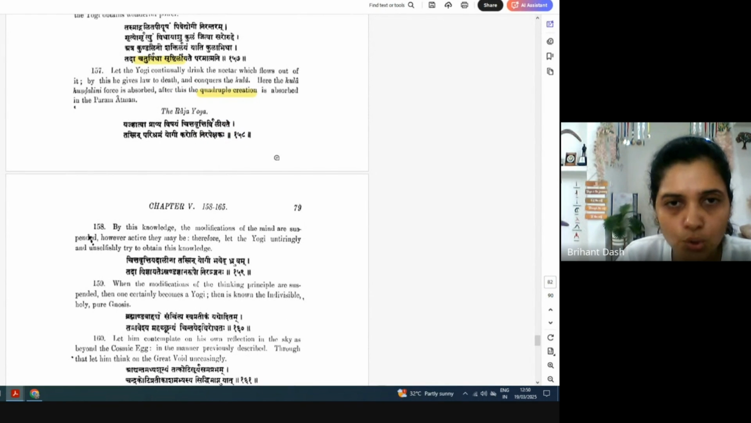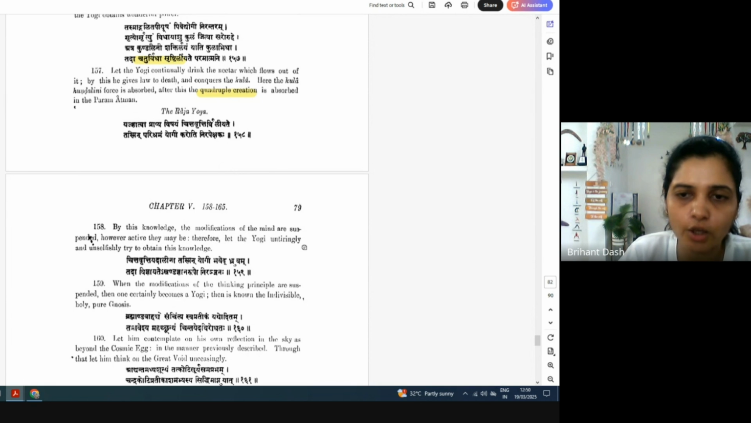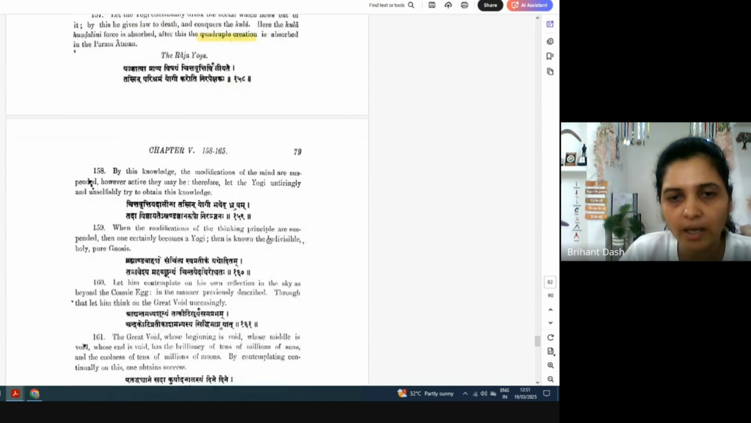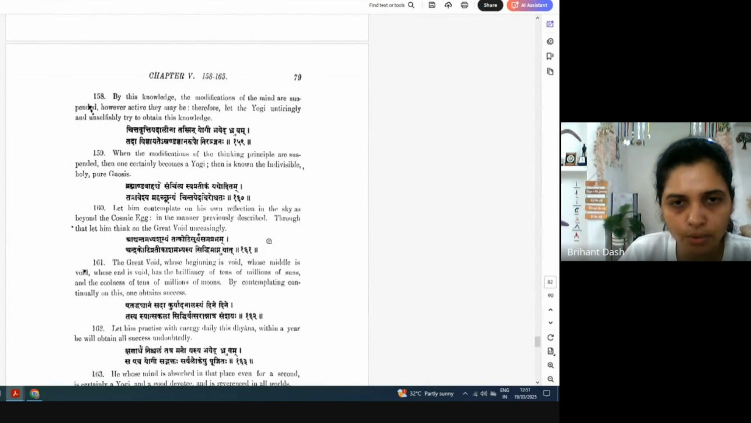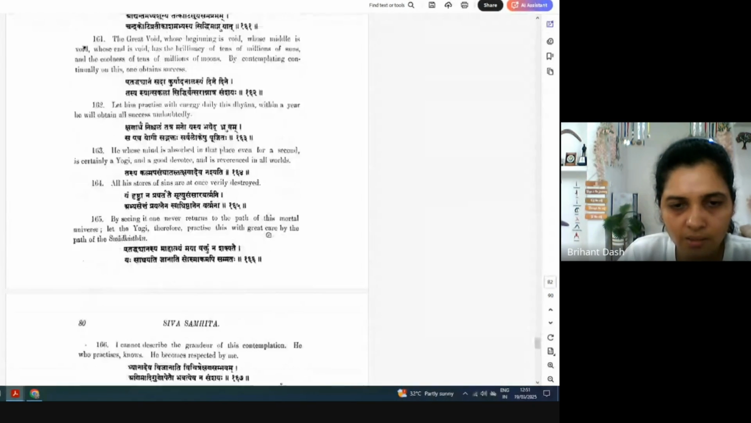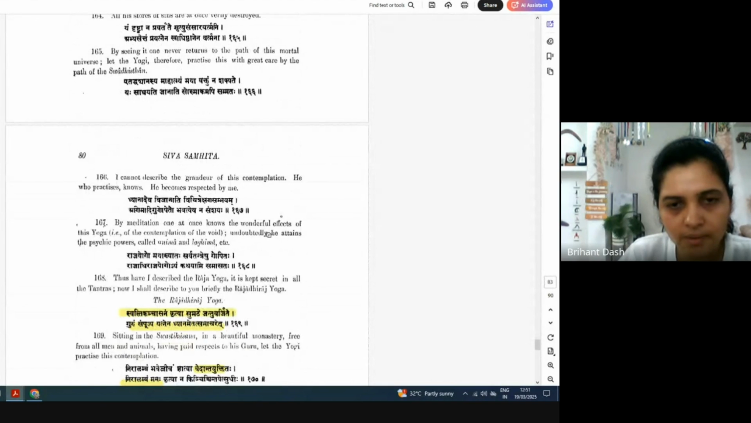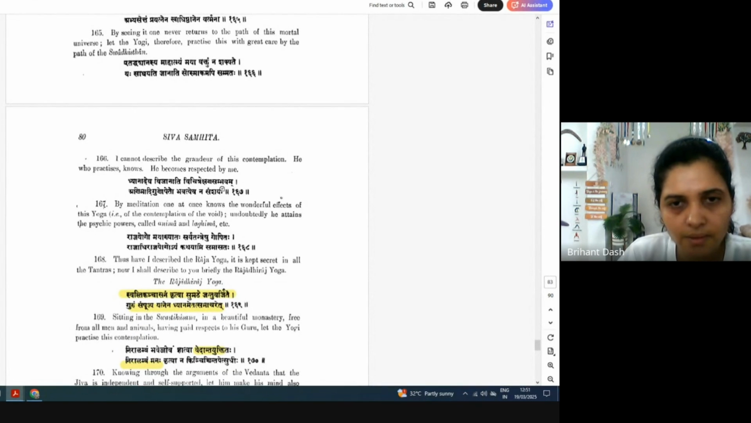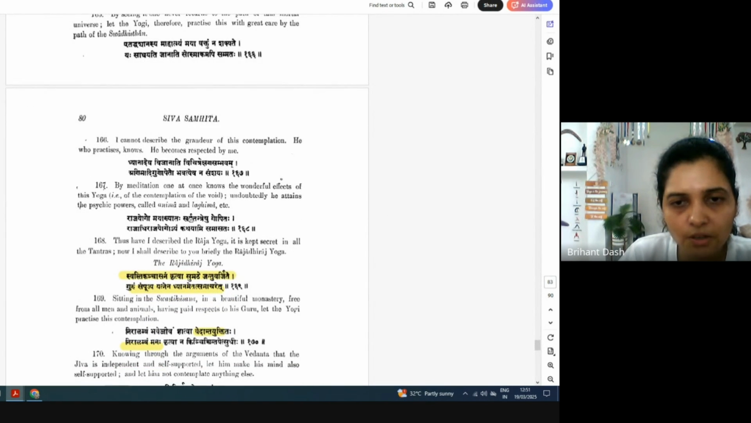Then comes the Raj Yoga. By this knowledge, the modifications of the mind are suspended, however active they are. Therefore, let the yogi untiringly and unselfishly try to obtain the knowledge. And वो चिदाकाश में लय हो जाएगा. That's what the shloka says. If you do the dhyan on this Sahasrar, you will receive all the Anima adi siddhis. This is Sarvatantreshu Gopita. It said about the Raj Yoga.